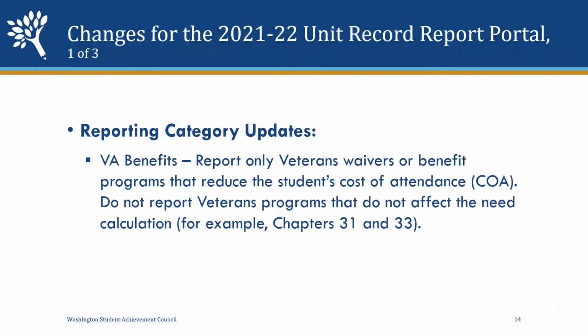Changes for the 21-22 unit record report. Under the VA benefits, we've had a lot of conversation about this with some of you. At this point, we want you to report only the veterans waivers or benefit programs that reduce the student's cost of attendance. Those programs that don't affect the need calculation, we don't need you to report. If you do, you might get a call from us saying, why is your number so high, or why is it so low? It's just something that we want you to be aware of.